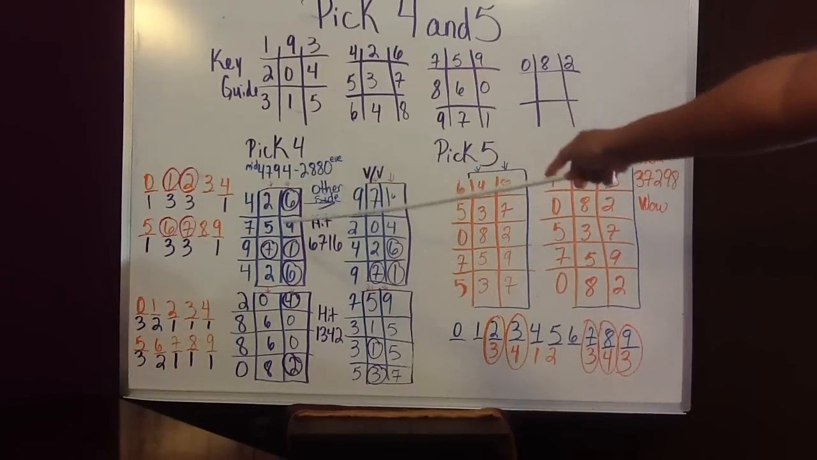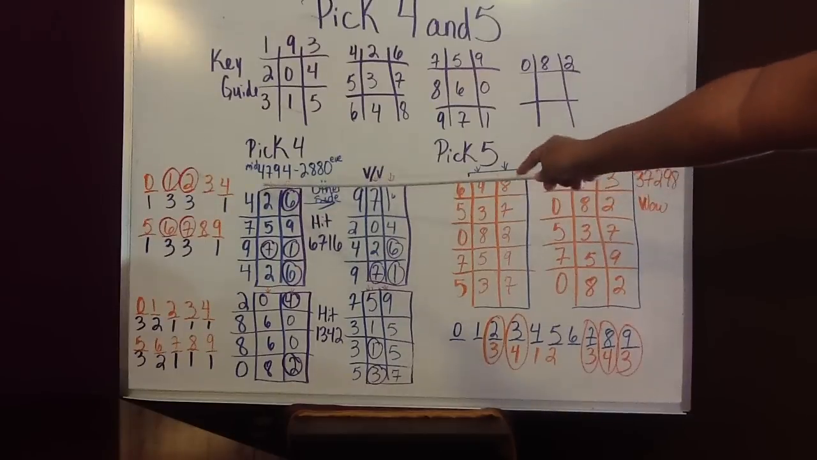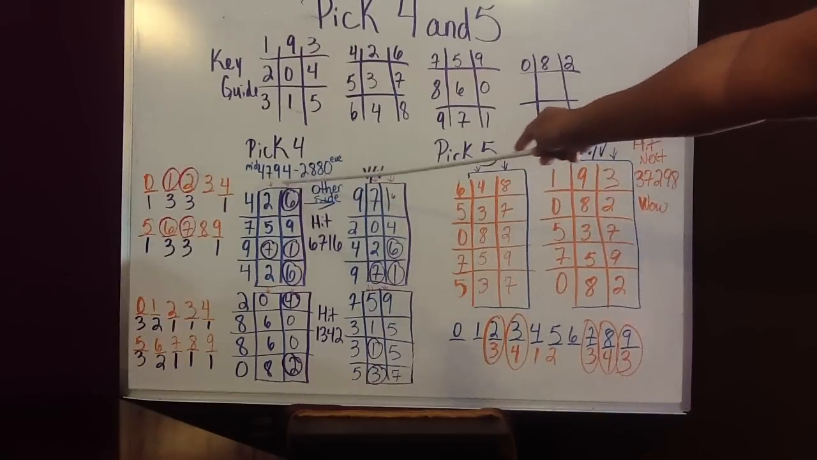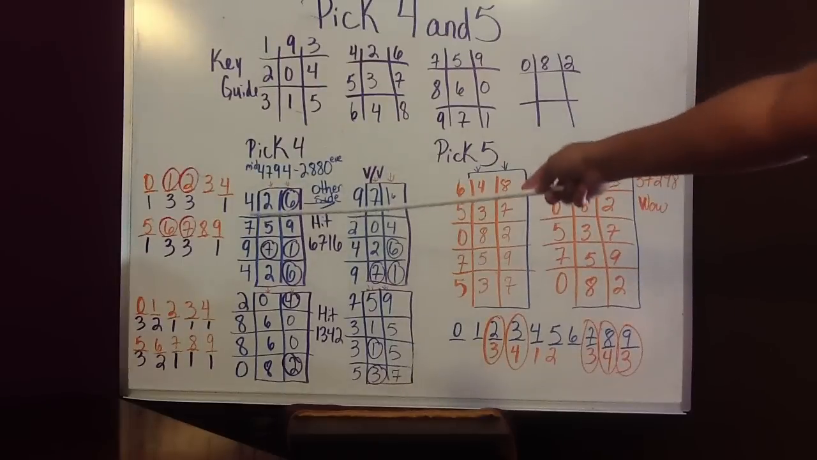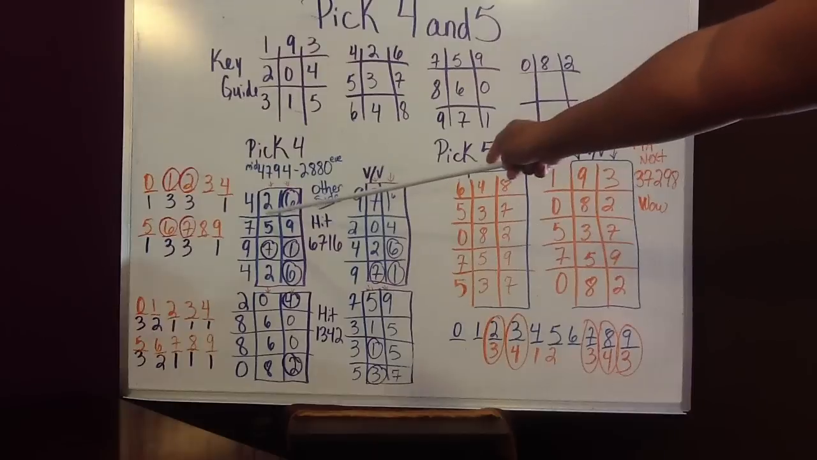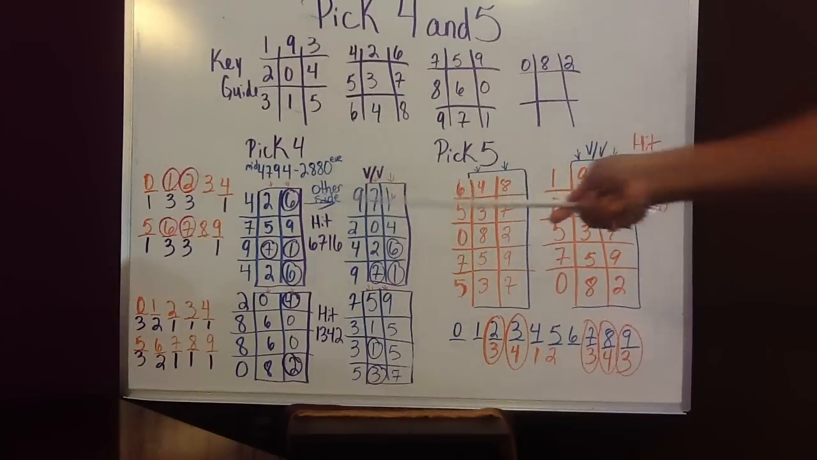And what I've done, I put the 4 numbers here. As you can see, the draw before was 4794 and 2880. So I put it there. And what I do, I go and plug the numbers in just like I do the pick 3.